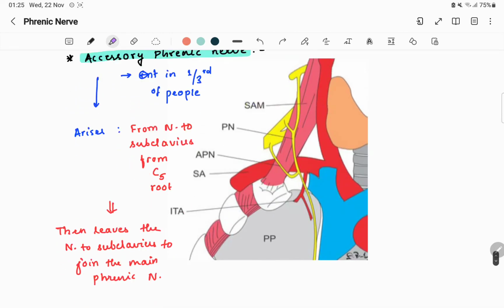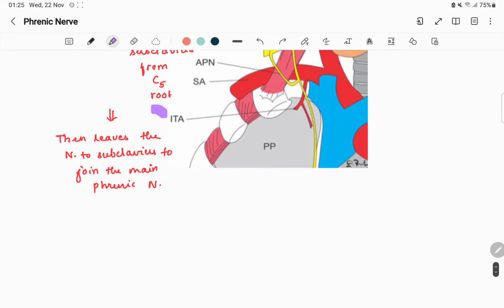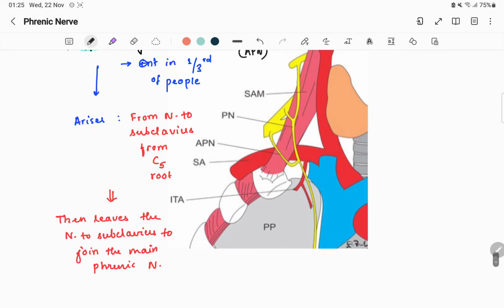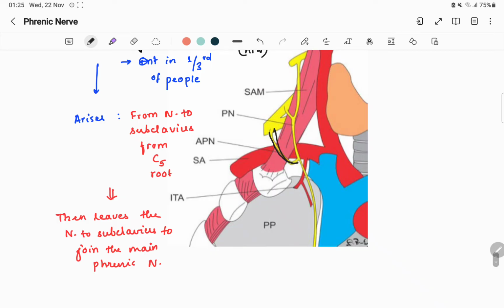This accessory phrenic nerve arises from the nerve to subclavius. It then leaves the nerve to subclavius to join the main phrenic nerve. So we have the accessory phrenic nerve, represented by APN. It is arising from the C5 segment and is connecting to the main phrenic nerve. It comes here like this and joins with the main phrenic nerve. This is your main phrenic nerve.